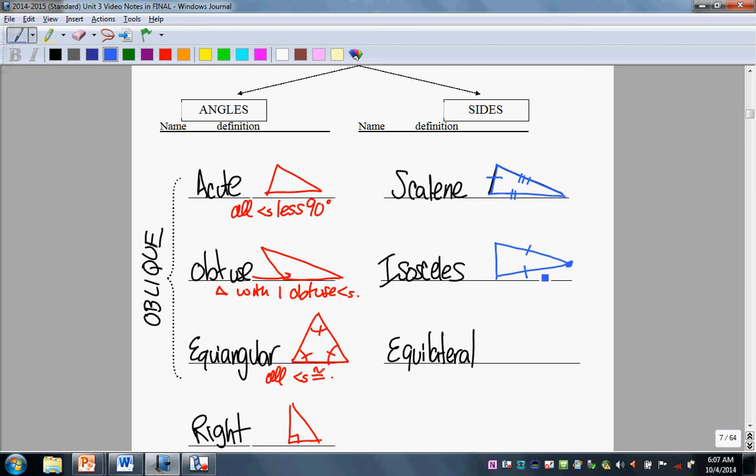Isosceles, two sides are equal. I turned it sideways on purpose. You guys are used to seeing isosceles triangles upright, but I wanted you to see that isosceles triangles can be rotated. And of course, equilateral means all three sides are equal. So there's the 7 different classifications of triangles.